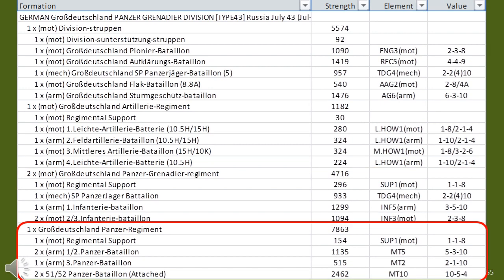The Grossdeutschland Panzer Regiment was not typical for a Panzergrenadier division, and the addition of this formation is what makes this division closer to a Panzer division than a Panzergrenadier division. 2 battalions were equipped with Panzer IVs, one with Tiger tanks, and 2 attached Panzer Group battalions were equipped with Panther tanks. This was a very powerful Panzer regiment.